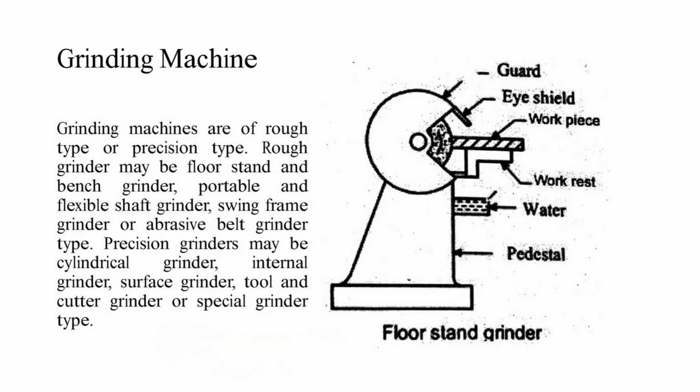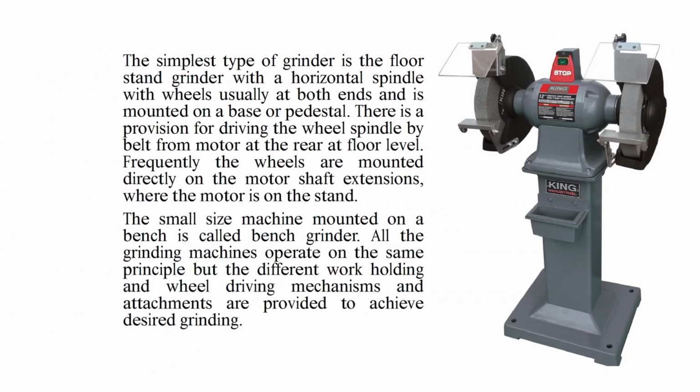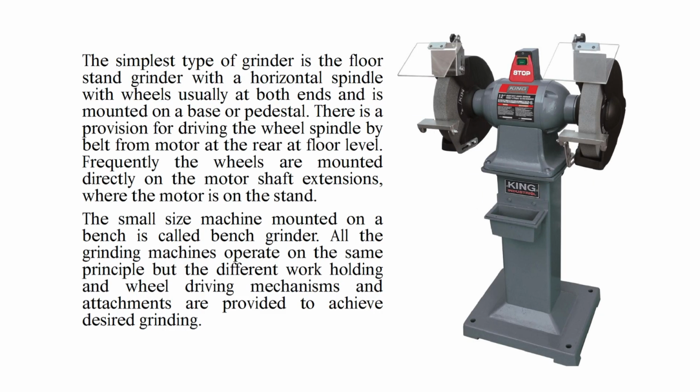Now, let's understand the basic construction of these machines. The simplest type of grinder is the floor stand grinder with a horizontal spindle with wheels usually at both ends and is mounted on a base or pedestal. There is a provision for driving the wheel spindle by belt from motor at the rear at floor level. Frequently, the wheels are mounted directly on the motor shaft extensions where the motor is on the stand. The small size machine mounted on a bench is called bench grinder. All the grinding machines operate on the same principle, but different work holding and wheel driving mechanisms and attachments are provided to achieve desired grinding.